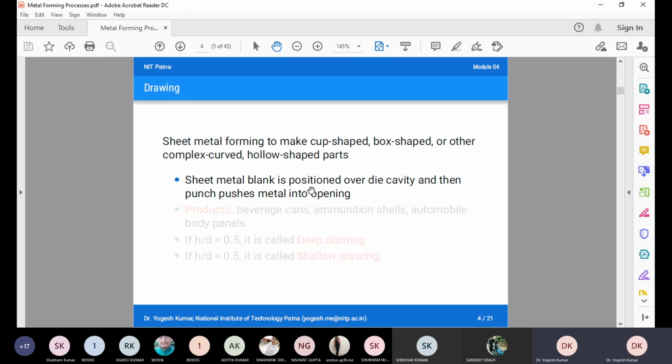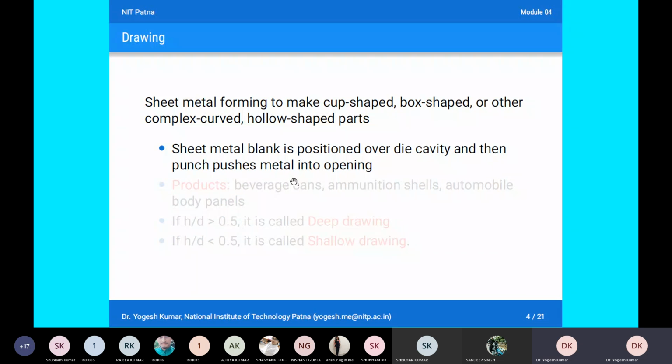And what we basically do, you might have studied about the drawing process in your manufacturing process also. So you might be remembering that under the drawing process, your sheet blank is positioned over a die cavity, and then a punch pushes that metal into the die opening. Okay, so the metal blank takes the shape of your die and punch. Okay, and the products of this drawing may be beverage cans, automobile body parts, or panels.